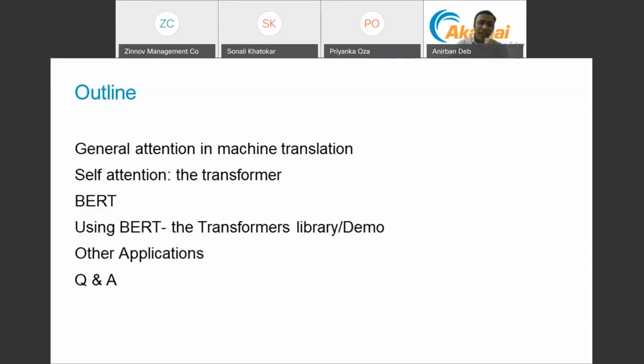And then we look at the transformers library, which actually implements the BERT transformers, and you can go through a code sample to see how it's used. And we'll cover other applications of BERT or the transformer architecture, attention as such, outside of this domain of NLP. It's being applied to the visual domain as well. Then the question and answers.